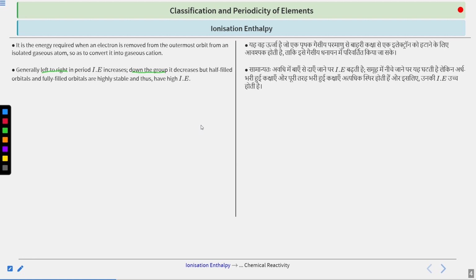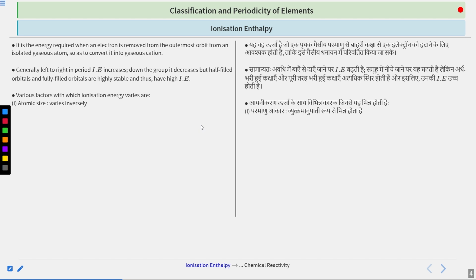We know it very well from the principles that we study in atomic structure, that half-filled and fully filled electron configurations are more stable due to higher exchange energy. Now what are the factors that affect the ionization energy? First is atomic size. As the atomic size decreases, the ionization energy increases. We have seen it in a period: as we cross the period, the atomic size decreases and the ionization energy increases.